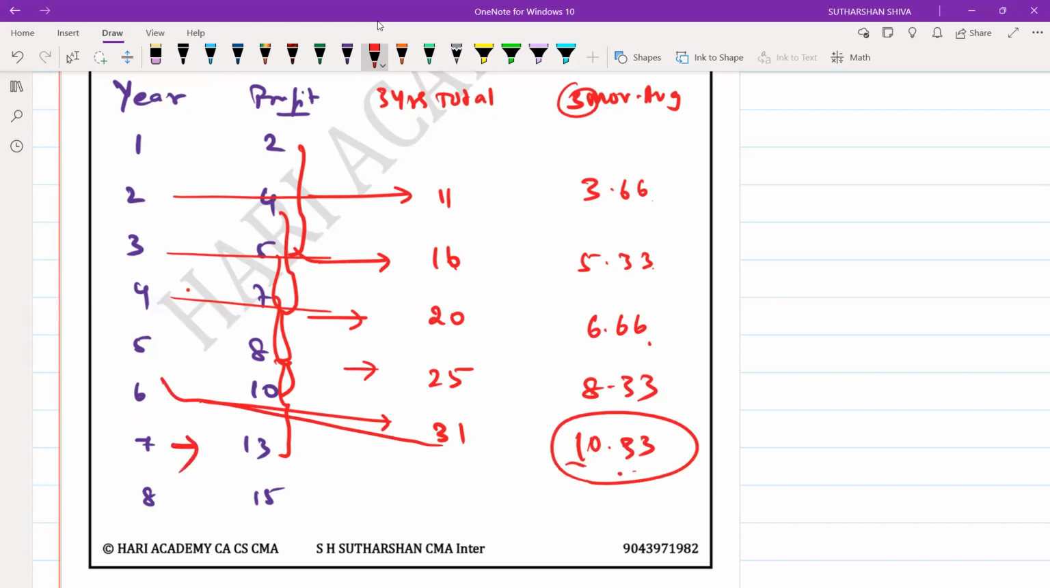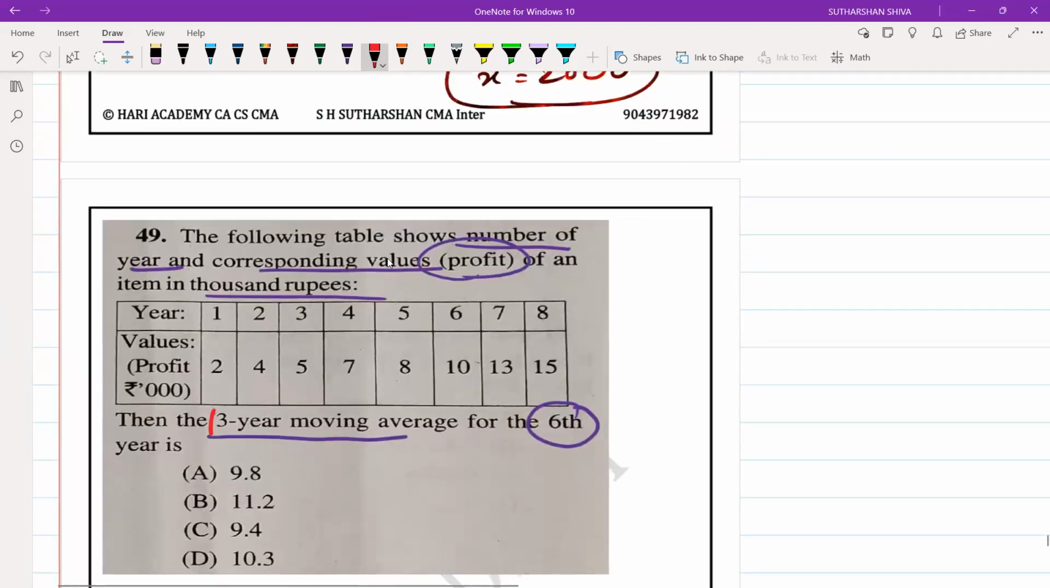They will ask. I will give you a trick now. Whenever it is 3 years moving average, whenever it is the 6th year, take the center value, the previous one and the succeeding one. Add these 3, divided by 3. 8 plus 10 plus 13 will give you 31. 31 divided by 3, directly you can do, 10.33.